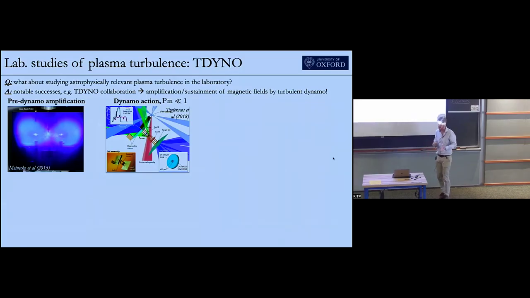The key result here was that we achieved magnetic Reynolds numbers of maybe 400 in this experiment, and did indeed observe bona fide dynamo action. The magnetic fields were amplified, there was very significant energy amplification, and in their saturated state, the fields seemed to be dynamically significant.